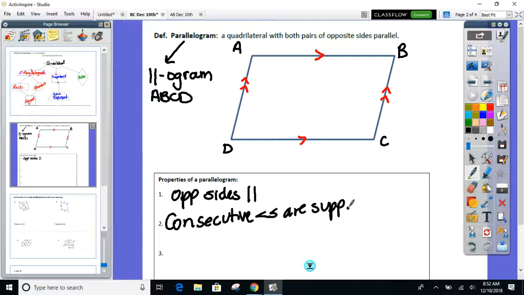Can anybody find another property about the angles if you know consecutive angles are supplementary? What's up, Meg? The opposite angles, like A and C and B and D, are congruent. Good. Opposite angles are congruent.